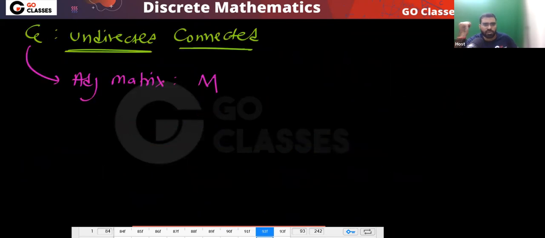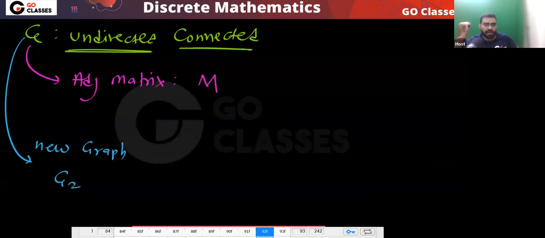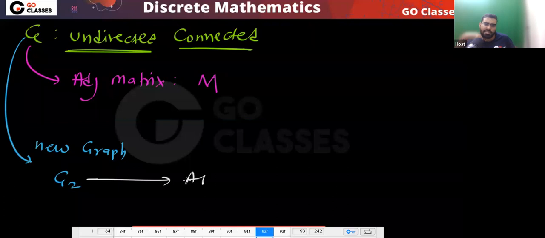Okay. Now what the question is saying is that from G, you are creating a new graph G dash, G2. This G2 has adjacency matrix N. And how are you creating this adjacency matrix N from this M?